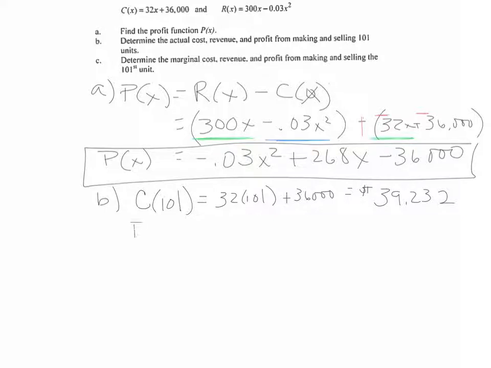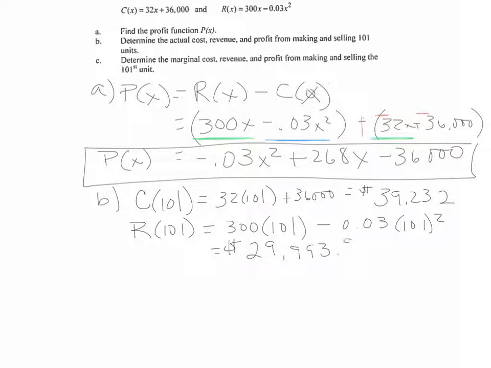Okay, now to get the revenue for 101 units, we plug in 101 to the revenue function. So 300 times 101 minus 0.03 times 101 squared. And that's going to equal how much? Good, you're exactly right. It's $29,993.97.